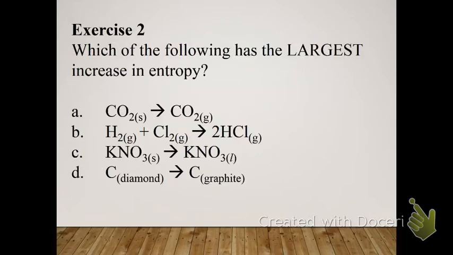All right. How about this one? Which of the following would have the largest increase in entropy between A, B, C, or D? A is right, because I'm going from a solid to a gas. If I look at B, I've got 2 moles of gas forming 2 moles of gas. My entropy would be unchanged for the most part. For C, I'm going solid to a liquid, and although that would be increasing my entropy, not as much as solid to a gas. And then graphite to diamond, or diamond to graphite, either way, that would be unchanged because they're both solids.